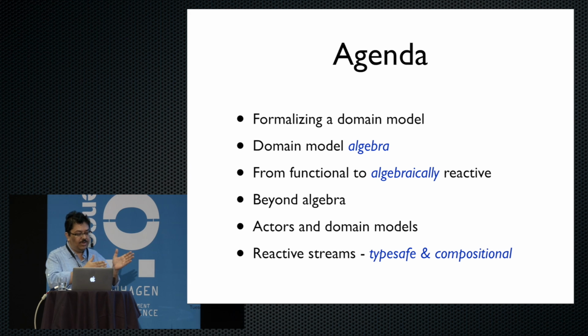So, when we talk about going beyond algebra, we will talk about bounded contexts and how algebraic definitions fail to unify across these boundaries. For that, we will discuss how to design reactive protocols that unify across bounded contexts. Then we will take a look at actors and domain models and how we can use actors to the benefit of our domain model. And finally, we will conclude the talk with a discussion on reactive streams, which is a type safe and compositional way to implement stream based workflows in a domain model.